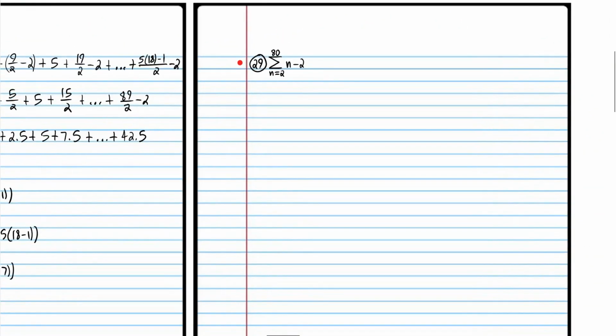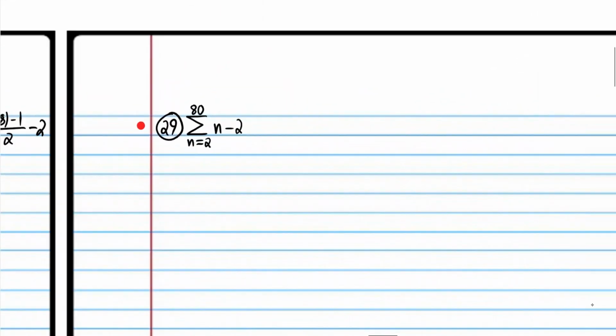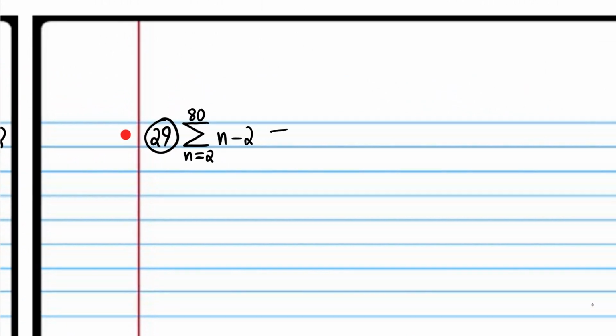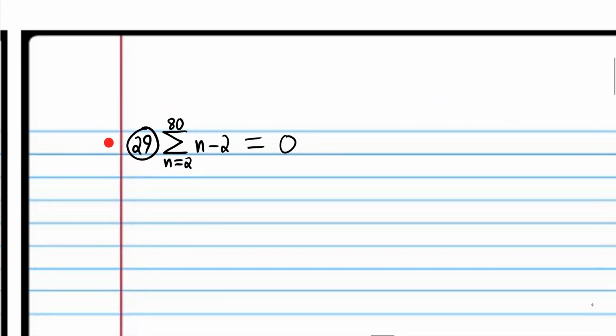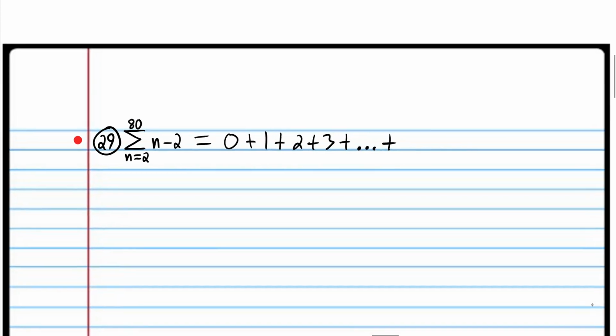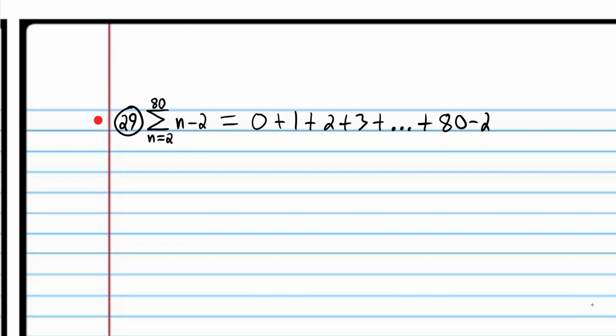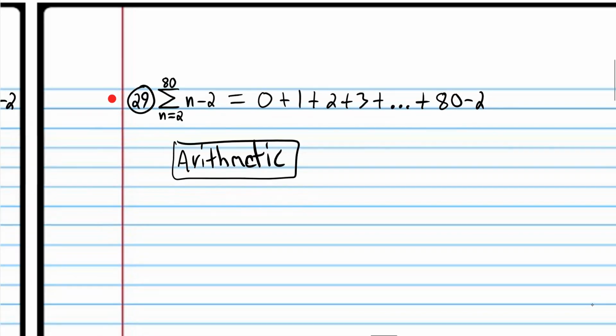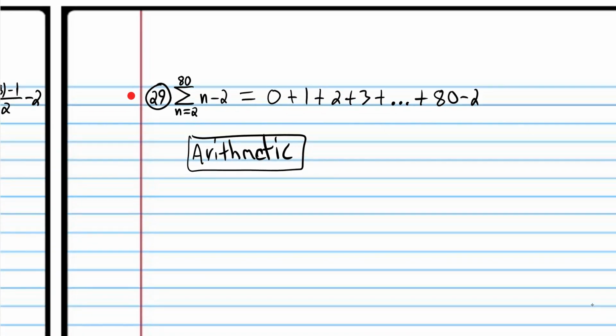Okay, so now we're going on to problems that are a little bit more confusing in the sense that the first term is going to be 0, just like we did in the previous problems. And writing some other terms here, we can see that the sequence is going to be arithmetic. The last term is going to be 80 minus 2. But again, the big question is, should we consider 0 to be the first term or 1? Well, I'm always going to consider 0 to be the first term.